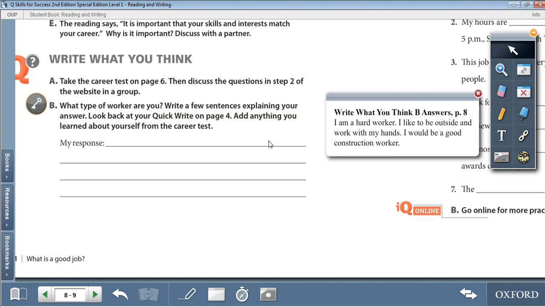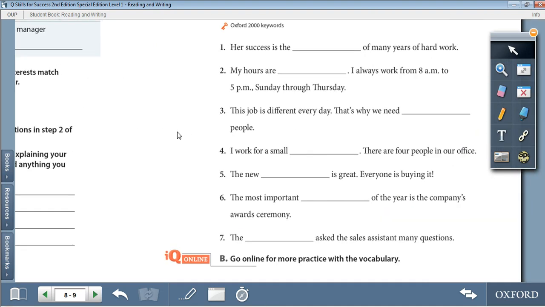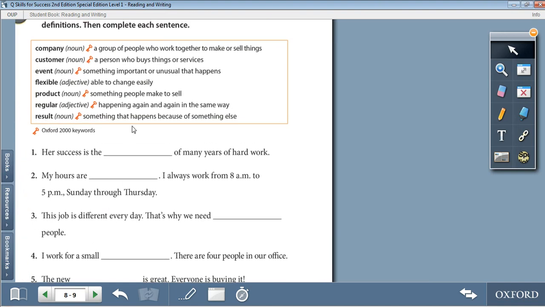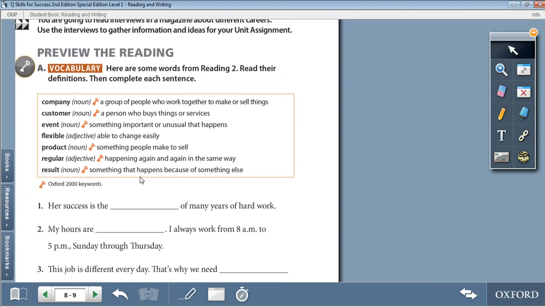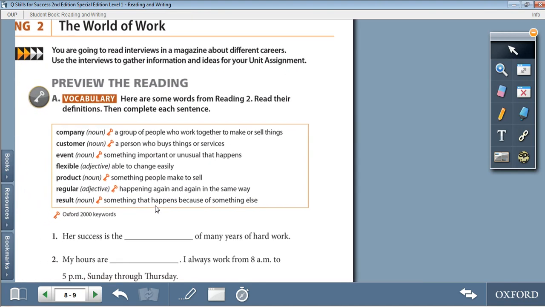Now, this is a sample response. For example, you may write, I am a hard worker. I like to be outside and work with my hands. I would be a good construction worker. So it's up to the students to write what they think. Moving on to lesson 2 on page 9. The world of work.